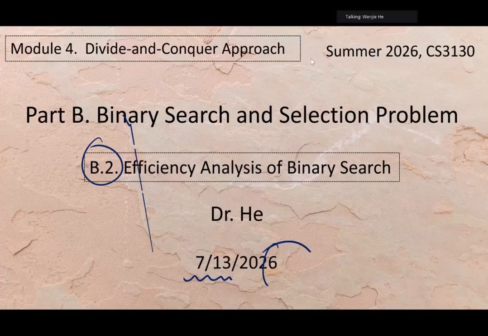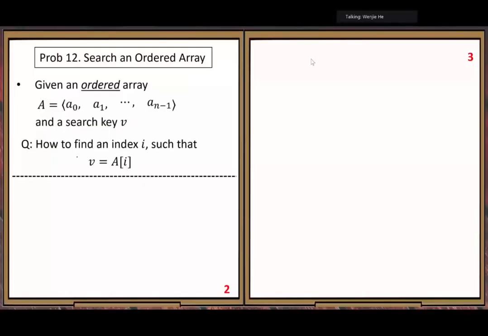B.2, efficiency analysis of binary search. Yeah, so let's look at the details. Diagram for binary search. Now we are familiar with the basic process.